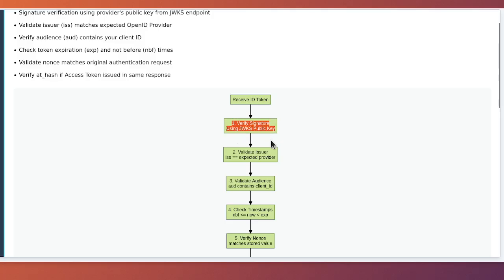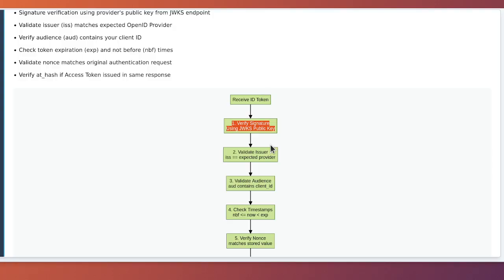ID tokens are signed using cryptographic algorithms, and the relying party must verify this signature using the public key of the OpenID provider. OpenID providers expose their public keys through a standardized endpoint called the JSON Web Key Set Endpoint, or JWKS endpoint, typically found at a well-known URL ending in /keys. This endpoint returns a JSON document containing one or more public keys, each identified by a key ID.